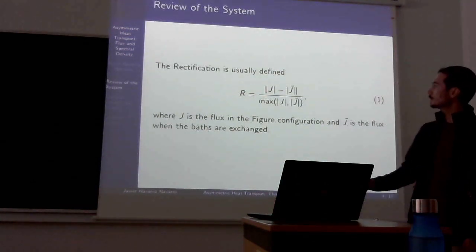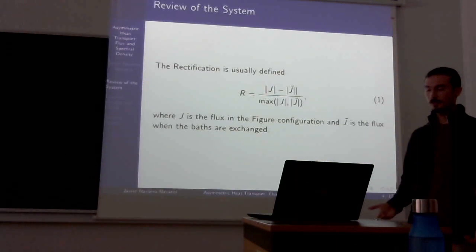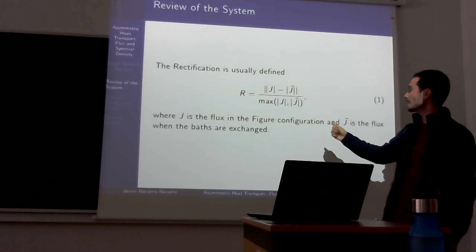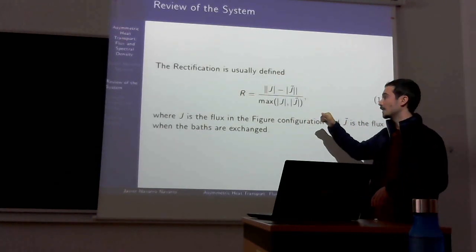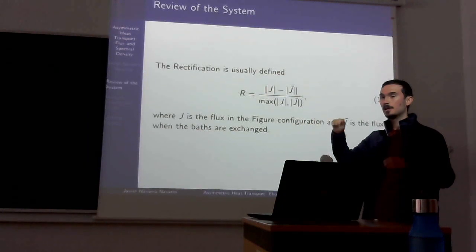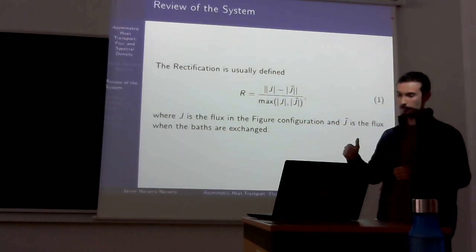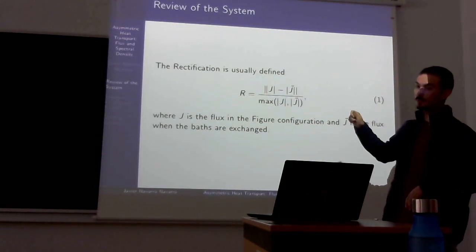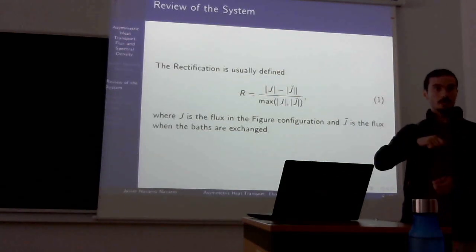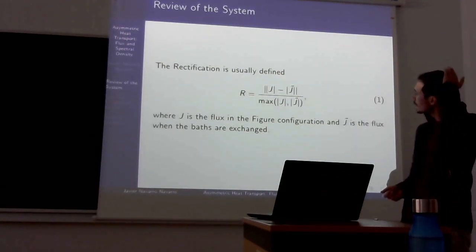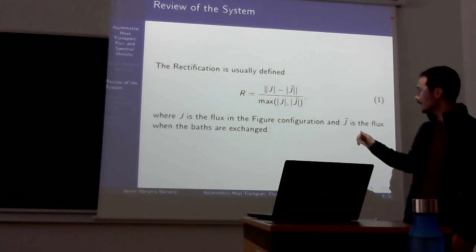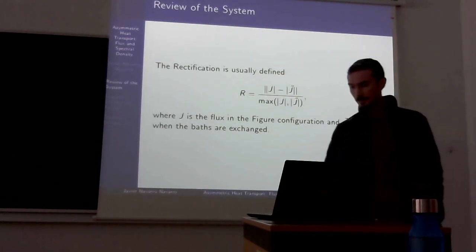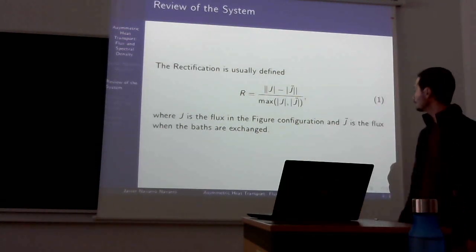And the rectification is usually defined as the absolute value of the thermal flux when we have one bath configuration, for example when we place the hot bath on the right, minus the absolute value of the heat flux when we have the other configuration, divided by the maximum value of the heat flux. So the rectification is bounded by 0 and 1, and 1 is the ideal rectification.